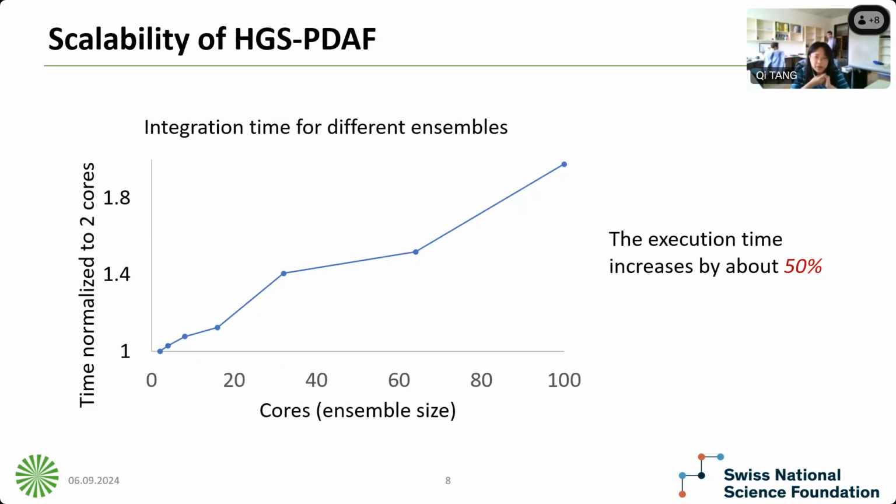And we also use this simple example to test the scalability of HGS-PDAF. So we test it by running different ensemble sizes. Here, the ensemble size equals the number of processes we use, starting from ensemble size 2 and doubling it up to 100. This figure is normalized to 2 cores, so to ensemble size 2, and we see for an ensemble size of 100, the running time just increased by about 50%. It's not bad.